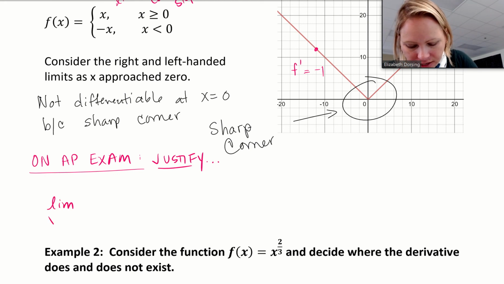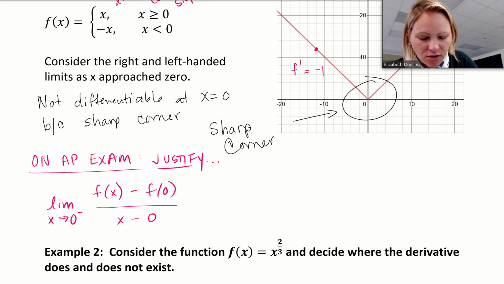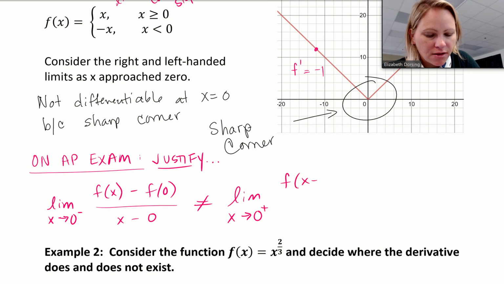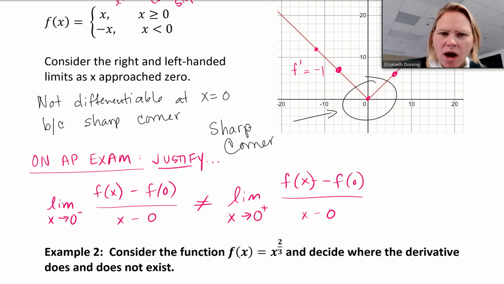The limit as x approaches 0 from the left of f of x minus f of 0 over x minus 0 does not equal the limit as x approaches 0 from the right of f of x minus f of 0 over x minus 0. So this is the slope formula between any point over here and 0, and then any point on the right and 0. So remember, f of x is your y value. So you're not going to write it using h notation.